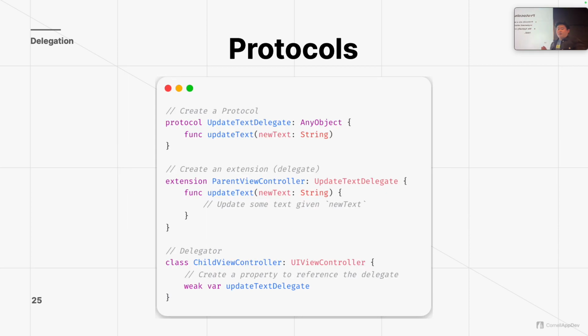Here is an example of how we would use a protocol. We have our parent view, and we want it to extend the protocol, which is the update text delegate. The protocol is called update text delegate, and this is the common form of communication that we use between the child and the parent view. The parent view is being asked to update its text, and the child view is the delegator asking the delegate to perform that task. Again, the child view in this case is the delegator, asking the parent view, which is the delegate, to perform a task.